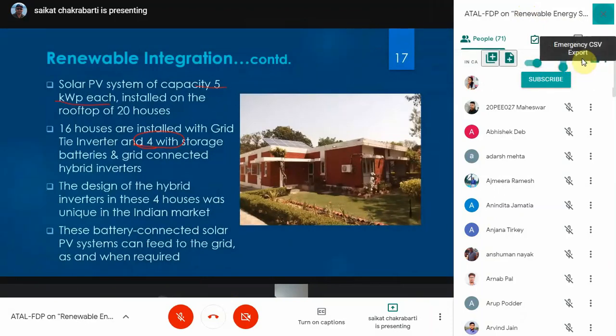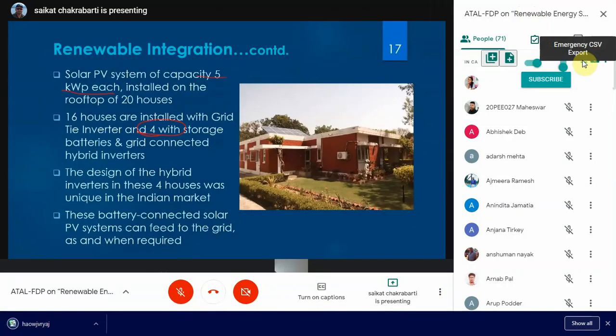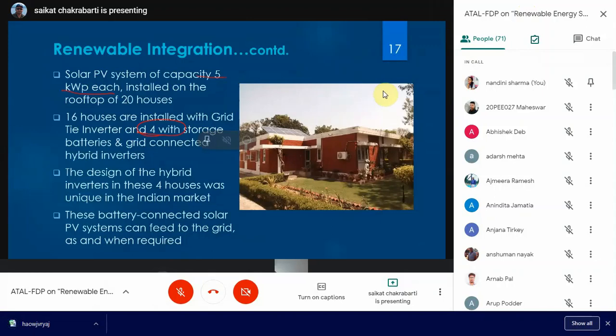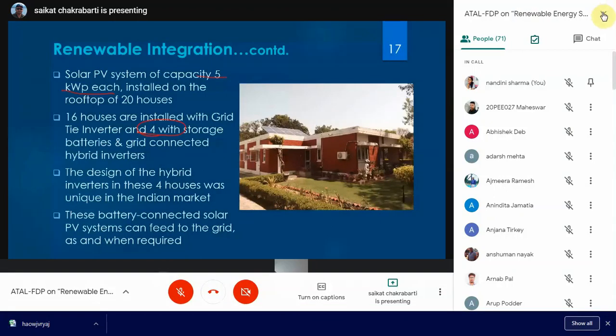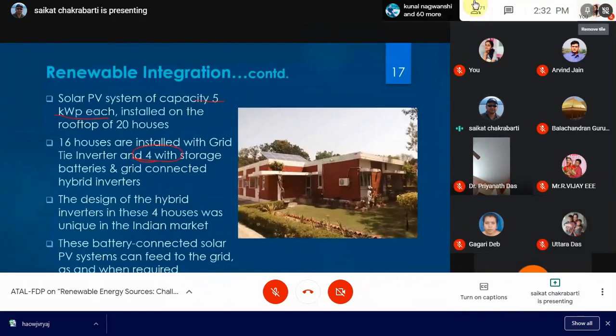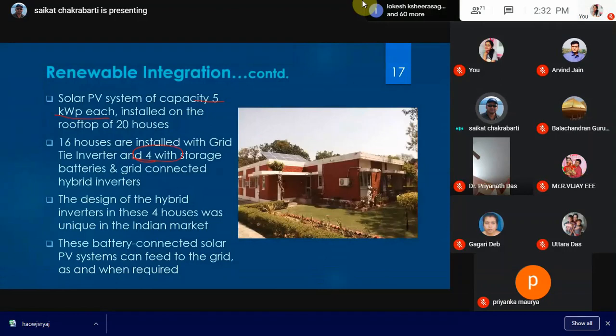These inverters can work off grid, in the sense they're connected to battery, they're connected to grid, as well as to solar PV. Now, one big advantage is that the battery injection through the inverter can be controlled. So thereby the house can participate in the demand response program. Okay, so inverter injections are controllable. So these battery connected solar PV systems can feed to grid as and when it is required.